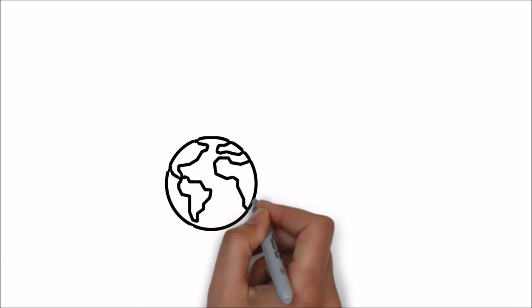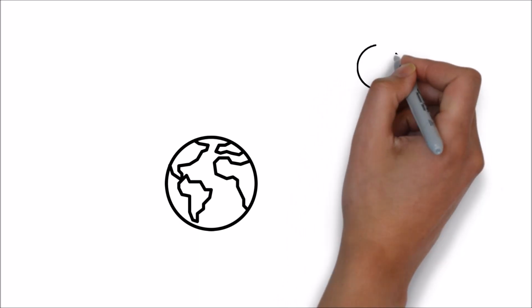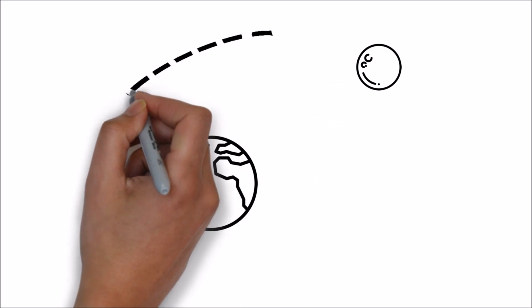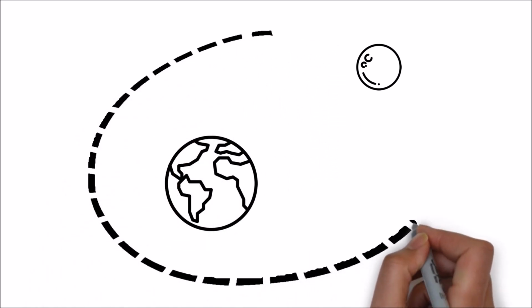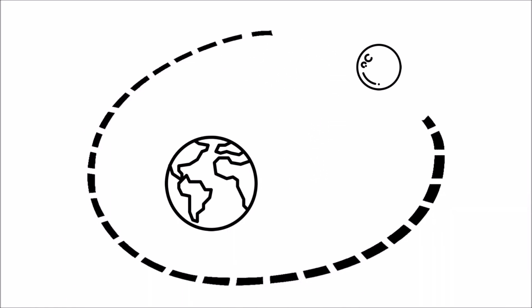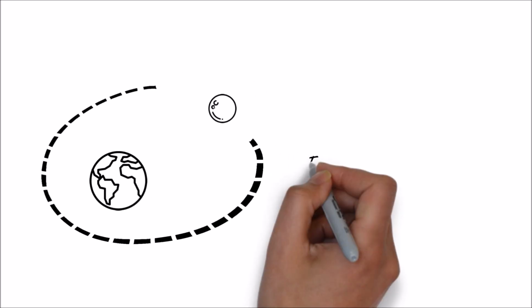The law of universal gravitation describes the force of gravity between two objects. It states that every particle of matter in the universe attracts every other particle with a force directly proportional to the product of their masses, and inversely proportional to the square of the distance between their centers.